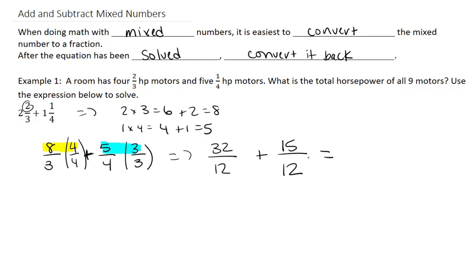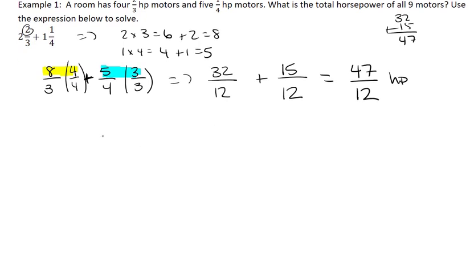Next, we go ahead and add our numerators. So 32 plus 15, 2 plus 5 is 7, 3 plus 1 is 4. So we get 47 over 12. So we can see that 47 is larger than 12, so we can convert it back to a mixed number. So we need to take 47 divided by 12. Now 12 can go into 47 3 times, because 12 times 3 is 36, and 12 times 4 is 48. So we're just close to 4.